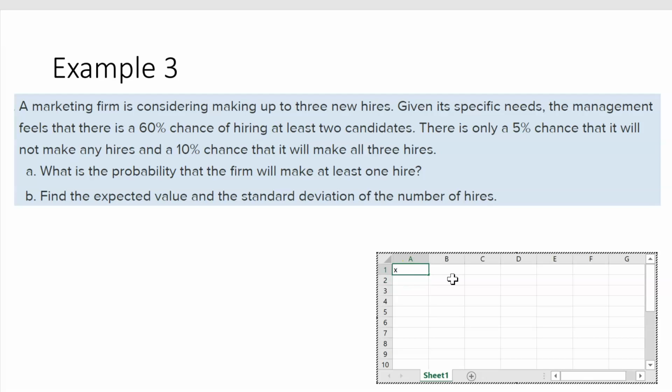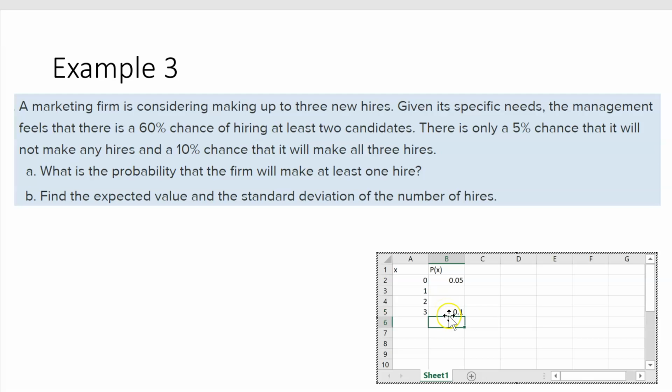So let's just build our probability distribution here. So we have 0 hires, 1 hire, 2 hires, 3 hires. So what are the probabilities? At least 2 hires, we're going to pause on that for a sec. Only 5% chance of no hires, so this would be 0.05. 10% that it will make all 3.